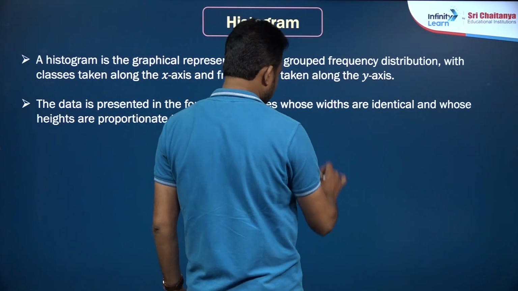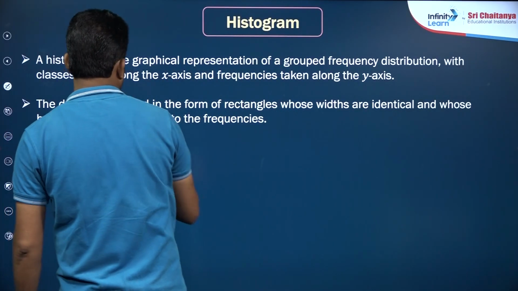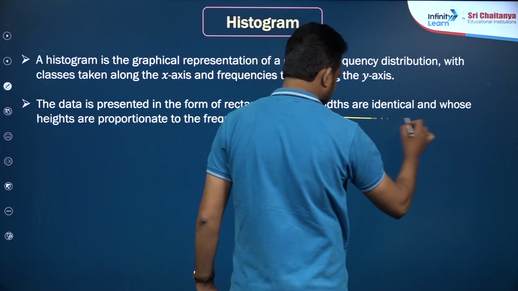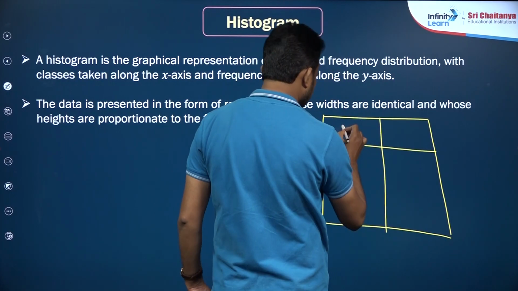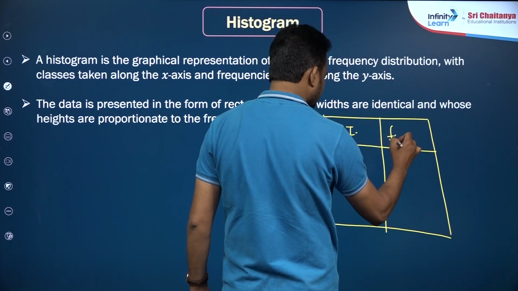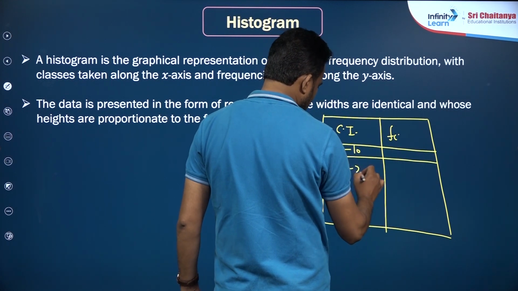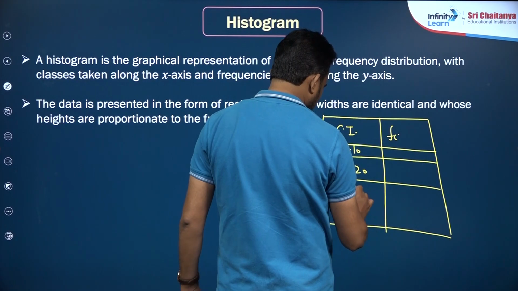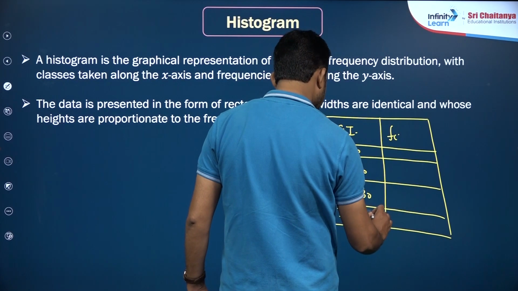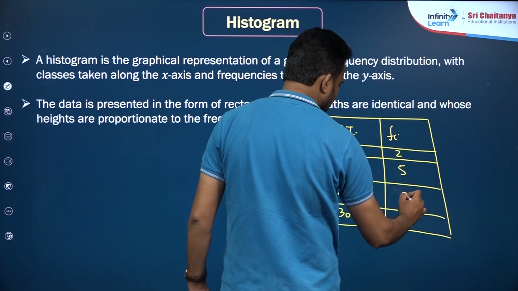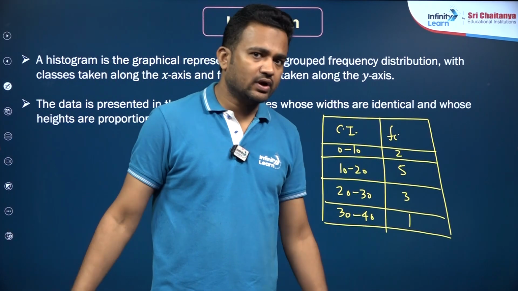Suppose the data is given in this form. This is class interval and this is frequency Fi. Suppose the class intervals are 0 to 10, 10 to 20, 20 to 30, 30 to 40, and the respective frequencies are 2, 5, 3, 1. We can draw the graphical representation of this data, and that is called a histogram.